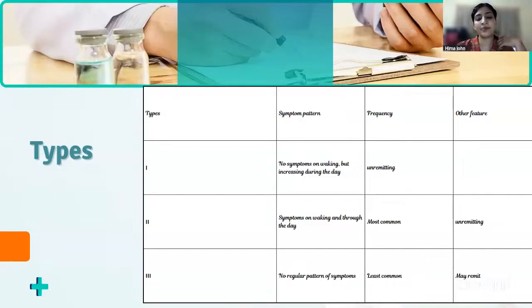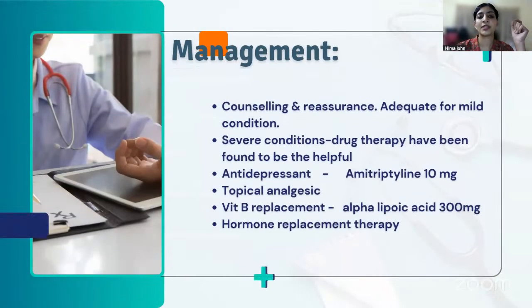Now, there are different types of burning mouth syndrome. Type 1, where no symptoms are present on waking but they increase during the day. The second type is where symptoms are present on waking and throughout the day. And the third type is where there is no regular pattern of symptoms. So basically, 3 types of burning mouth syndrome may be seen in these individuals.